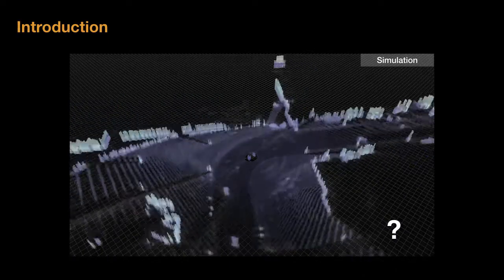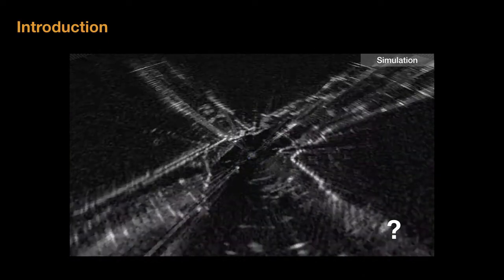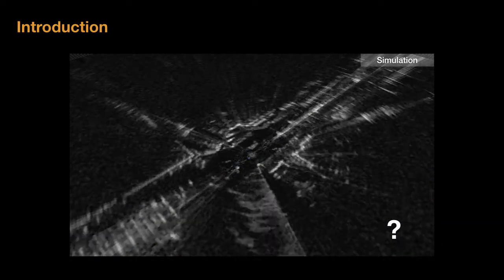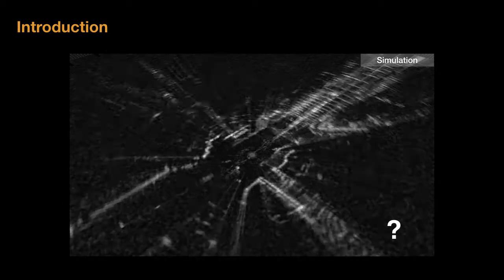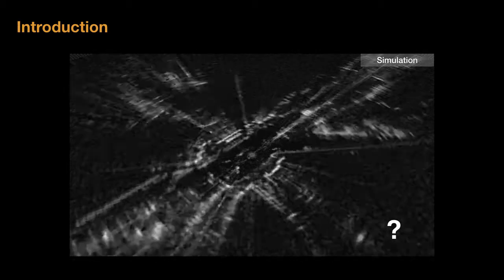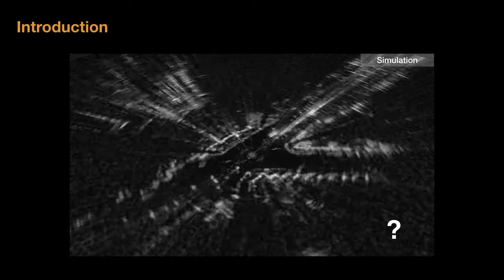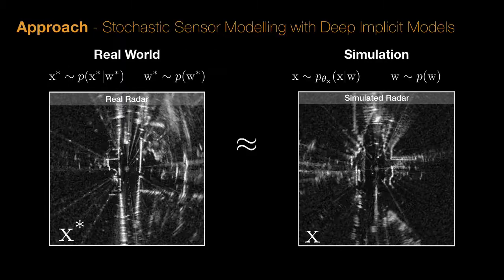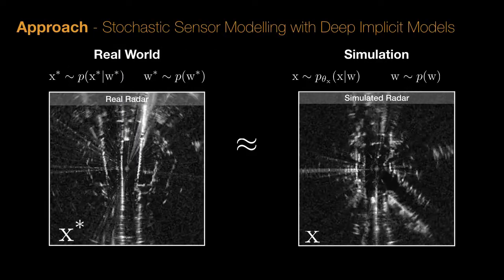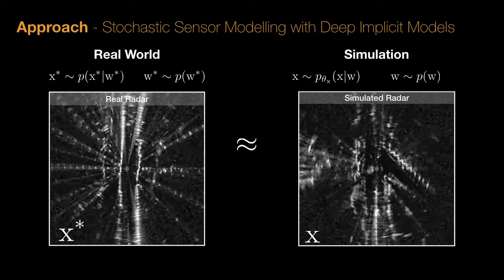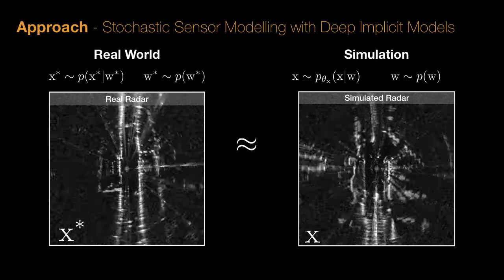Training models in simulation is a promising alternative paradigm, which is already being used extensively for developing sophisticated vision and lidar systems. To enable such approaches in radar, we aim to learn a radar sensor model capable of simulating realistic radar observations. In order to replicate the stochasticity of real radar in simulation, we use a deep implicit model to capture the distribution of the possible power returns.